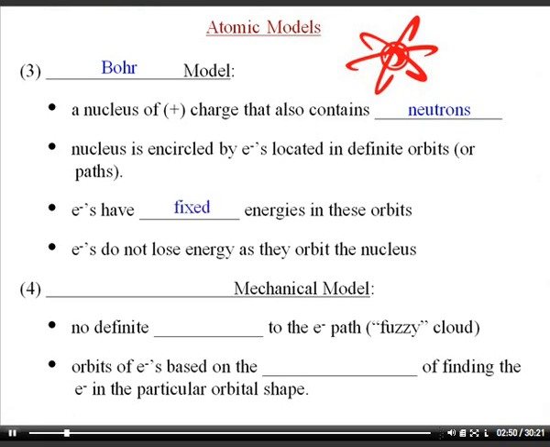Now these electrons have fixed energies, which means as long as they stay in the same orbit, they're not going to be spiraling towards the nucleus. So they contain the same amount of energy as long as they're spinning. And they don't lose any energy unless they were to fall to a lower energy level, and they can't fall.